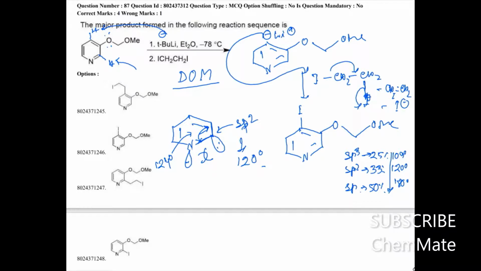On the other hand, if we take this bond angle, it is 1 degree smaller than the normal value. That means these bond angles are 119 degree, and that means this orbital will have greater S character. As the S character increases, acidity increases, and that is why the base preferentially abstracts the proton from position 4.